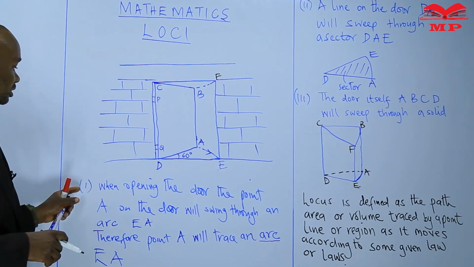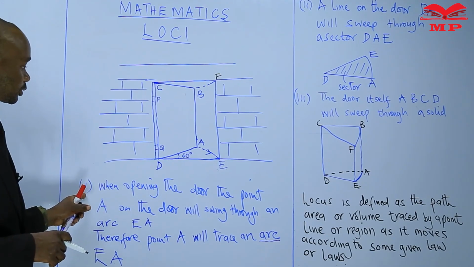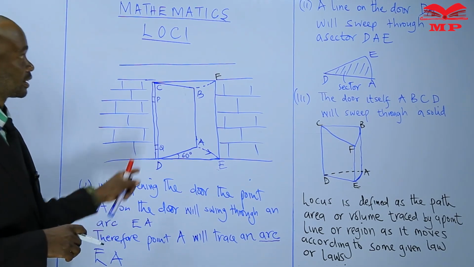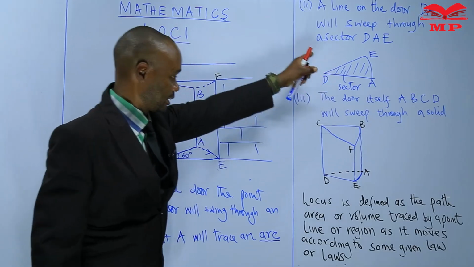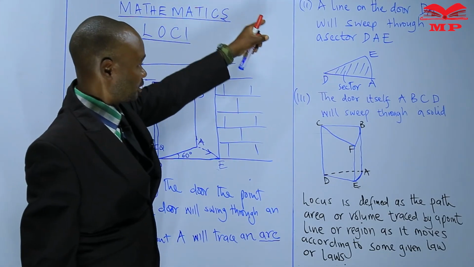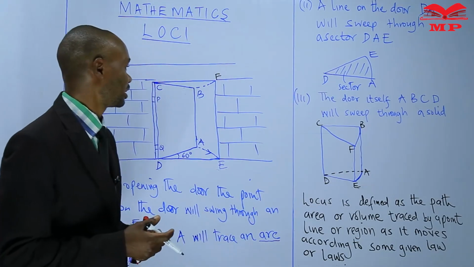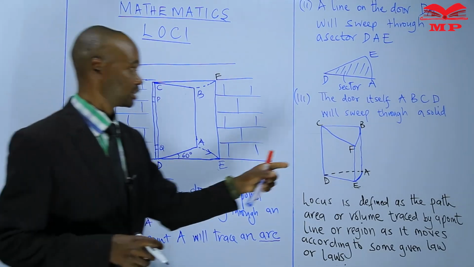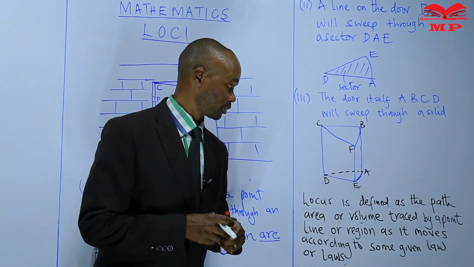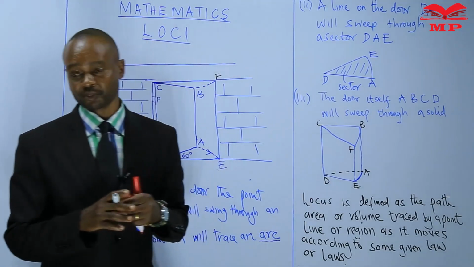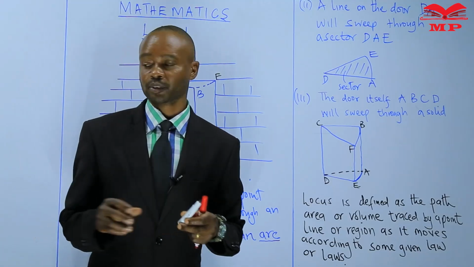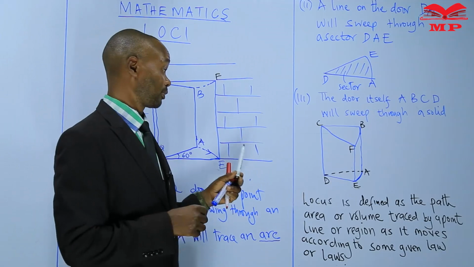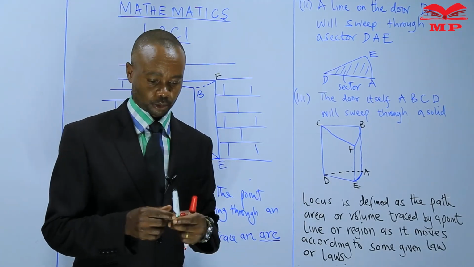That is why in the first explanation we used a point. In the second one we used a line. And in the third one we used a region, a region defined by ABCD. That is why it generated a volume. So that gives us the proper definition of a locus. As earlier said, locus is one, loci are many, the plural.